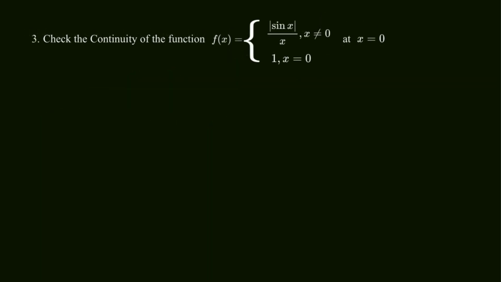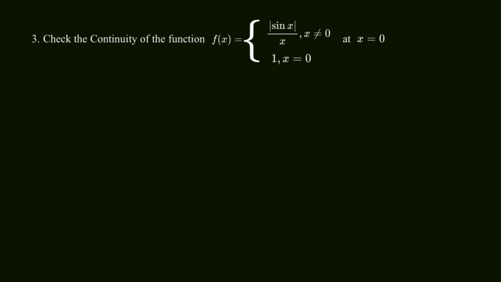Next question is, check the continuity of the function f(x) equals modulus of sin x over x if x is not 0 and the value of f(x) is 1 when x equals 0. So we have to check the continuity of this function at which point, at x equals 0. So my critical point is 0.